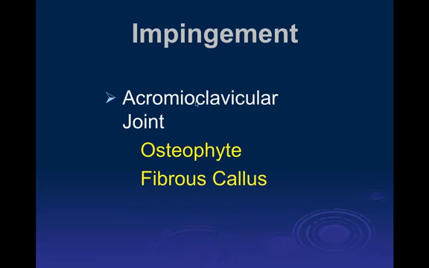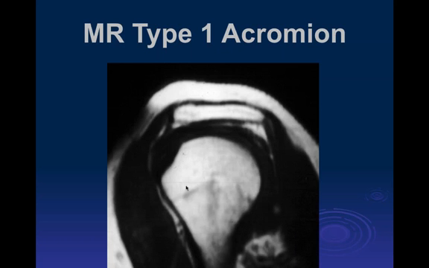Then we can get impingement at the acromioclavicular joint. These are usually due to osteophyte and callus from degenerative disease of the acromioclavicular joint. You've all seen these. We'll just go through them. So the typing of the acromion was originally done by Bigliani using the outlet view on plain films. The oblique sagittal view is similar, but not exactly the same as the outlet view on x-rays, and we can use a similar typing.